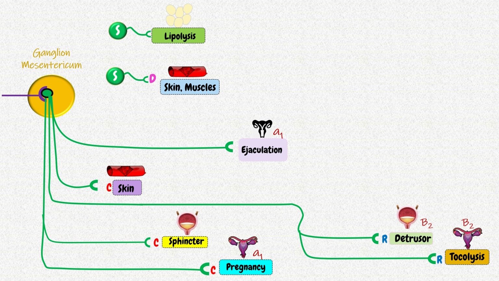This was all about the function of the sympathetic nervous system. In our next section, we will talk about acetylcholine and cholinergic transmission.